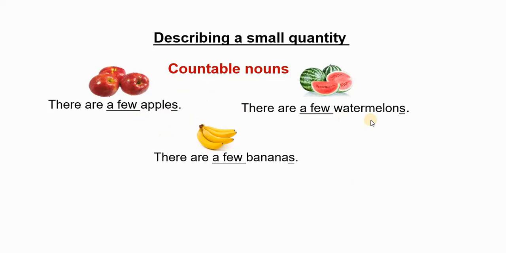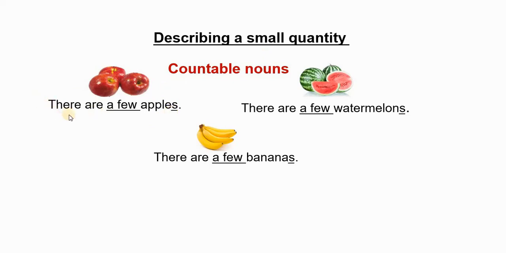Apples, watermelons, bananas. So the structure is we say there are a few apples. So with countable nouns, we only use the word a few. And since here we are talking about the plural, then the noun must be in the plural form. So we have an S, and so of course the verb must be in the plural form.